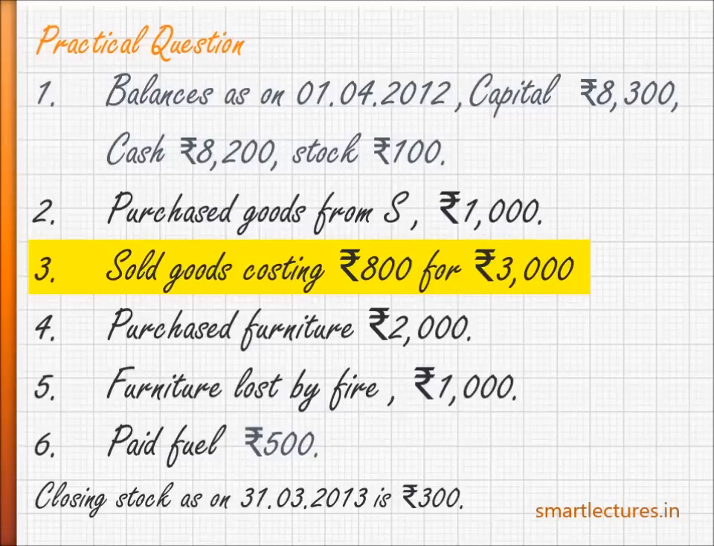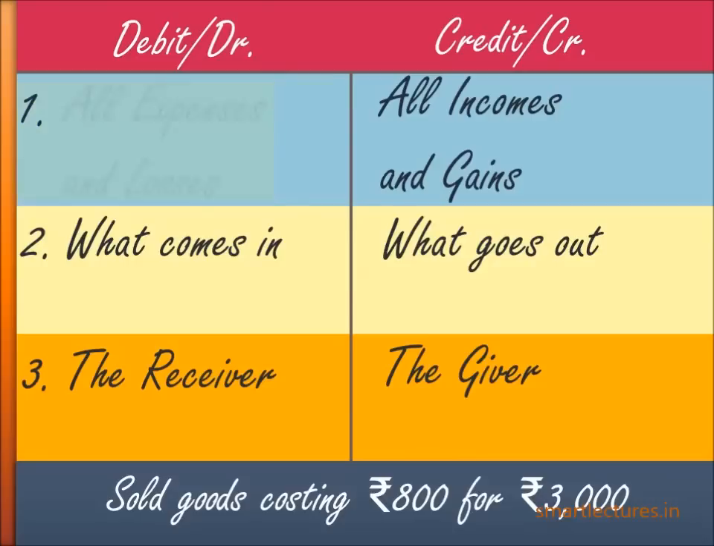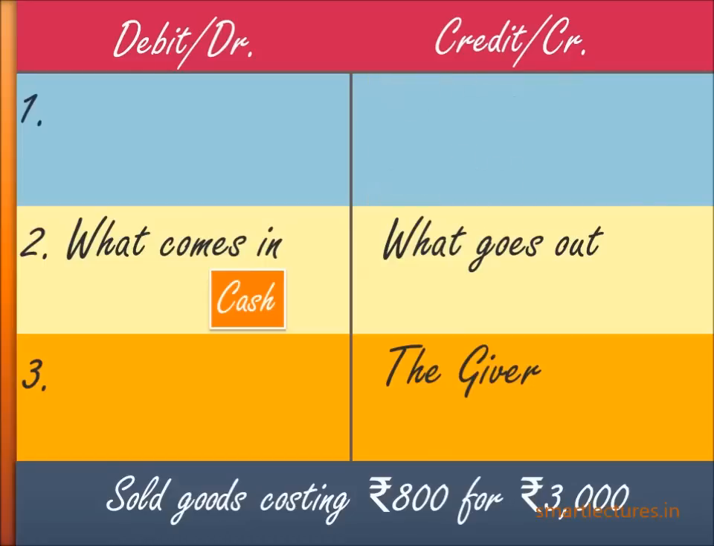So what will be the journal entry? Let's go to the options. On the debit side, debit all expenses and losses. Is there any expense or loss? No. Leave it. Then debit what comes in. Anything has come in? Yes, we have sold the goods and cash has come in. So you write down cash. Now come to the credit side. Credit all incomes and gains? No. When we sell the goods, there is no profit, no loss. Then credit what goes out. Anything has gone out? Yes, goods have gone out.